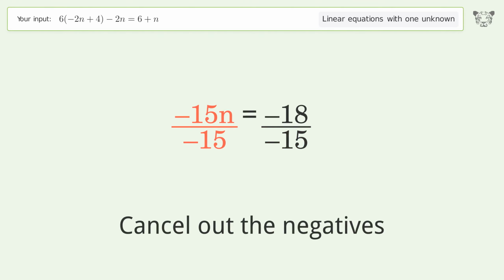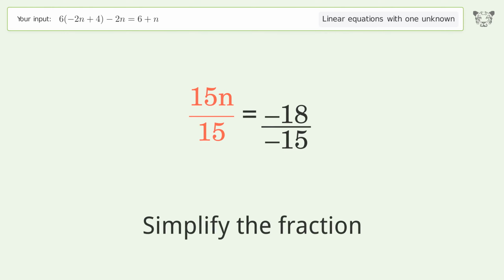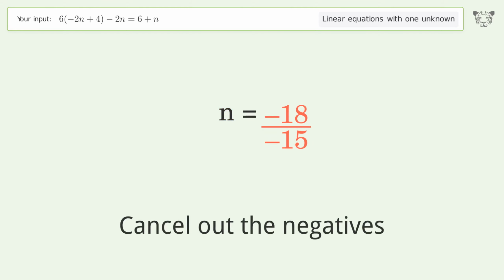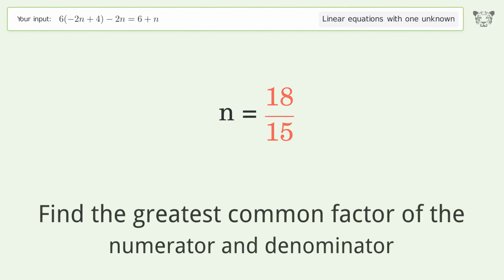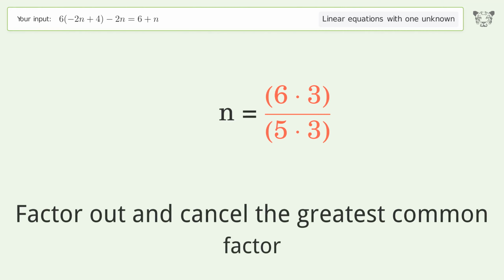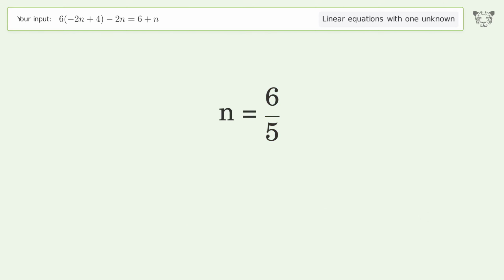Cancel out the negatives. Simplify the fraction. Cancel out the negatives. Find the greatest common factor of the numerator and denominator. Factor out and cancel the greatest common factor. And so the final result is n equals 6/5.